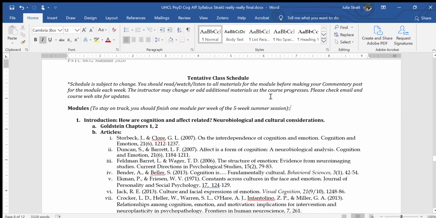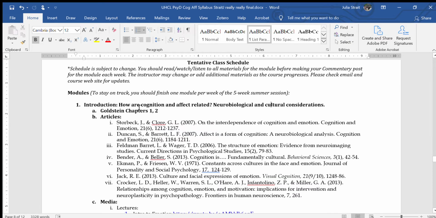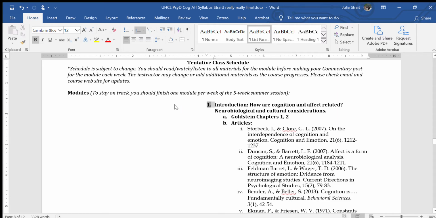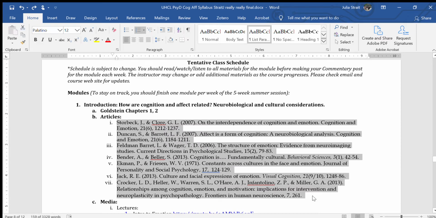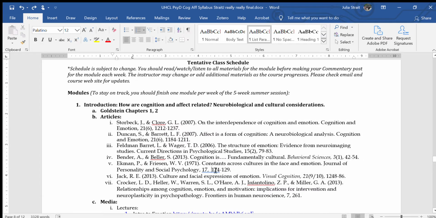So the introduction, how are cognition and affect related? We're going to get into some neuro stuff and cultural considerations. Each of these has kind of the topic. These are the textbook chapters that you will read for the week, and these are all articles you'll read for the week. You will find the articles posted in PDF form, either on Blackboard, or I can send you a Google Drive link if they don't get my Blackboard up and running in time.